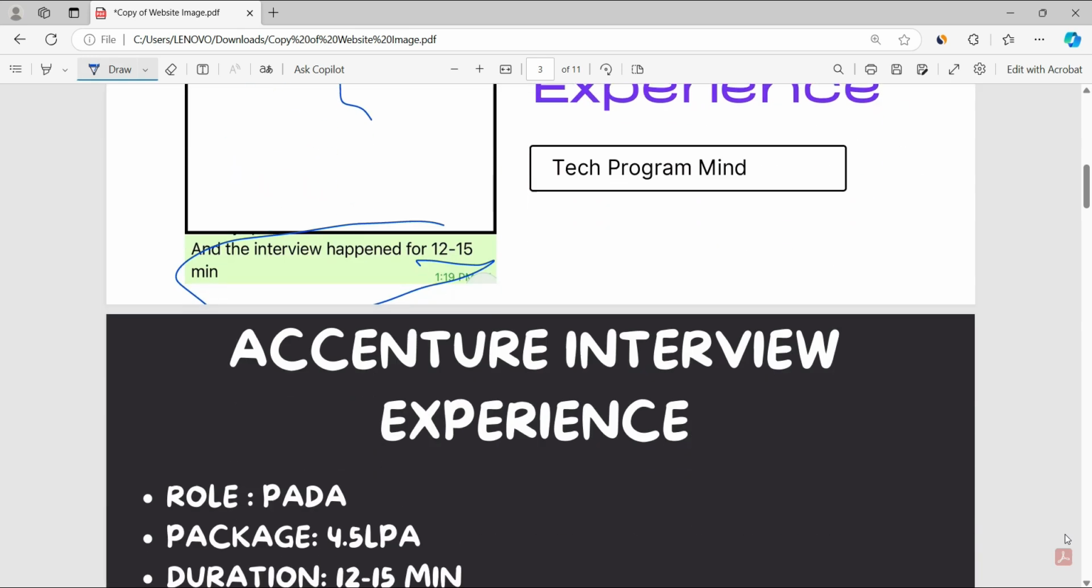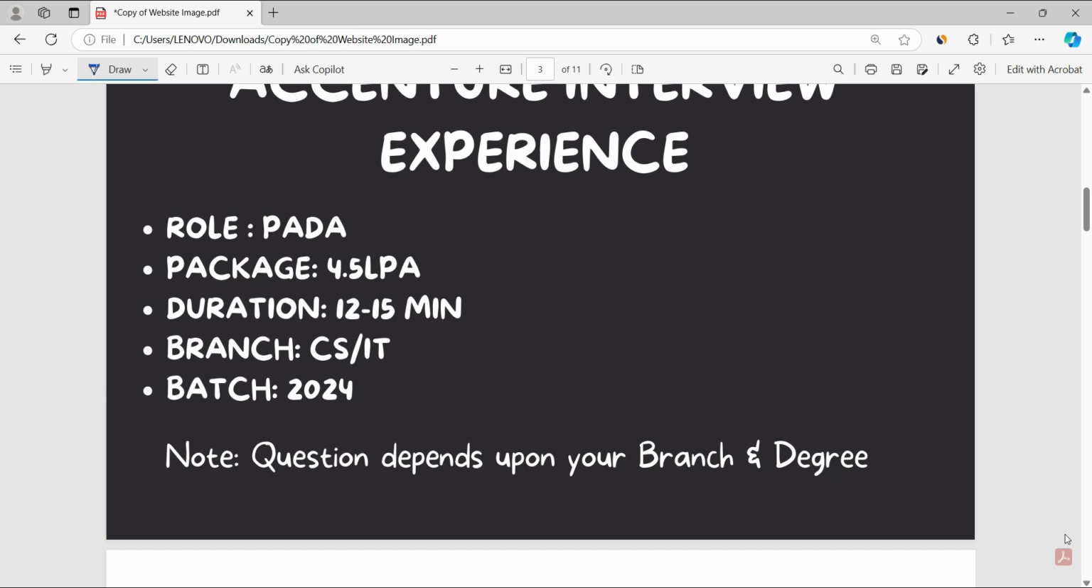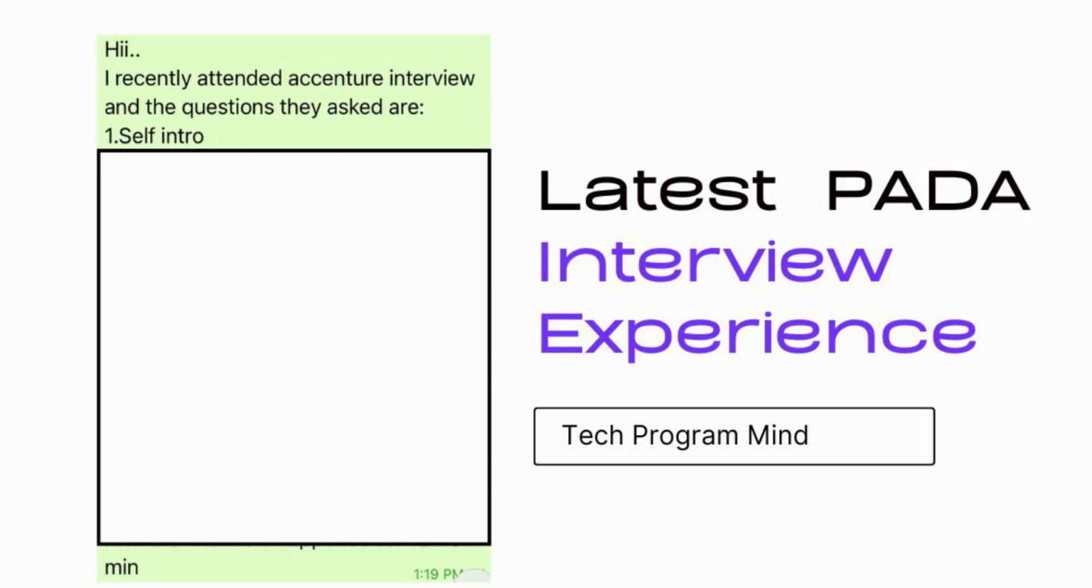Talking about the other details. This is for the PADA role. The salary package is 4.5 LPA and the duration of this interview is 12 to 15 minutes, as I mentioned earlier. The branch of the candidate is CS and the passing batch is 24. So these are some basic information about the candidate.